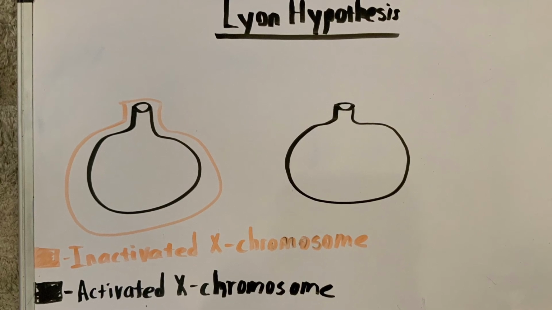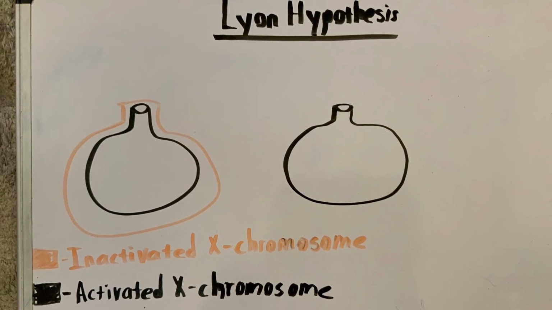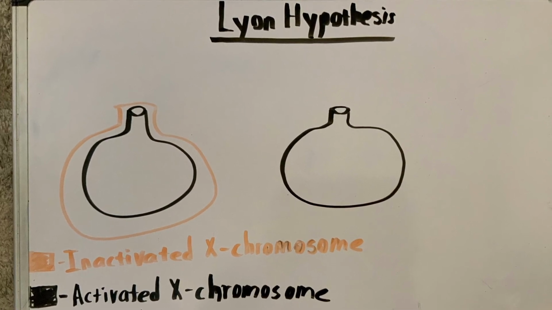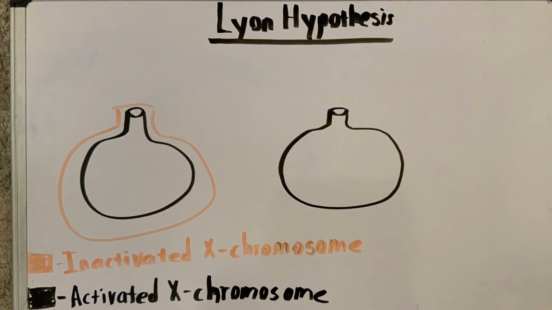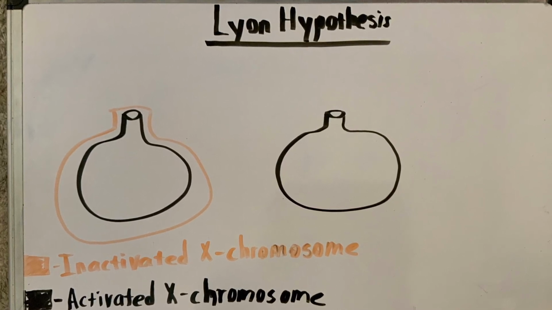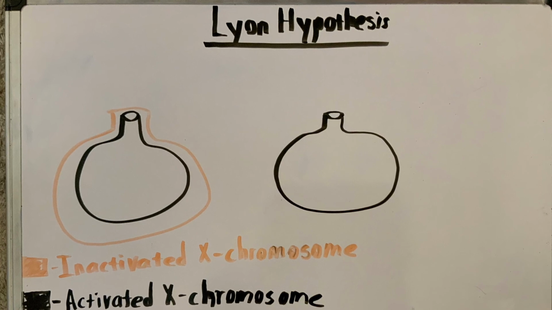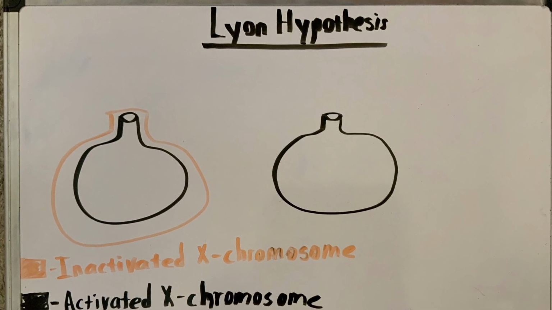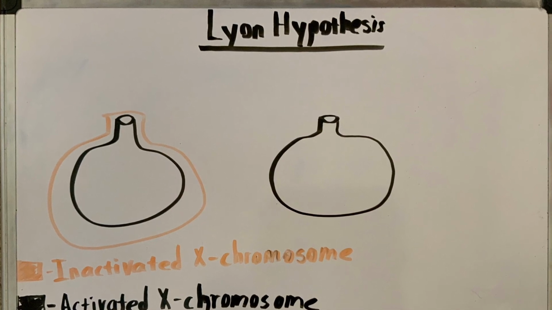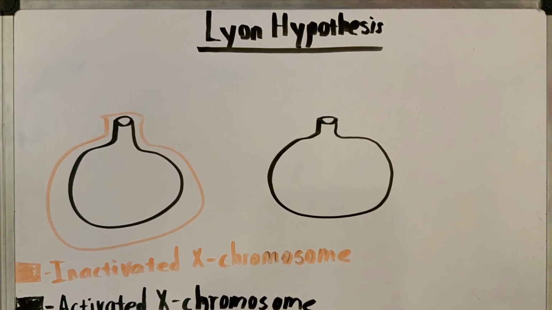The Lyon hypothesis explains why one of two chromosomes is always inactivated during meiosis. When thinking about this, you can apply it to how you eat onions. You never eat the skin of the onion, you always want the inside. The inactivated X chromosome is on the outside, which is the skin of the onion. The activated is the inside of the onion that you're going to eat.